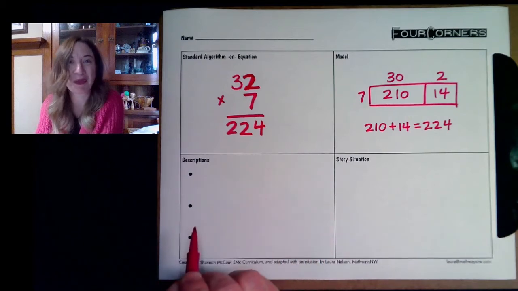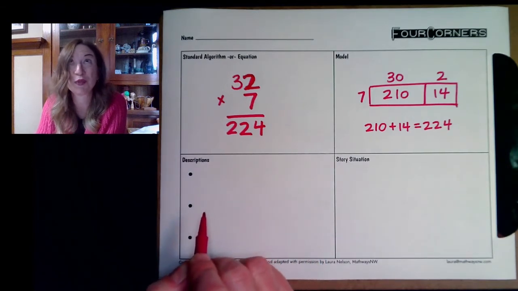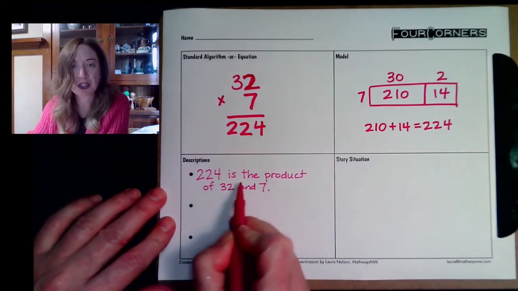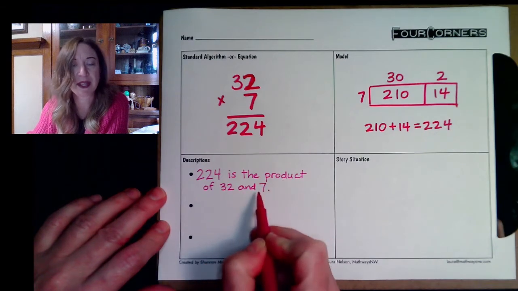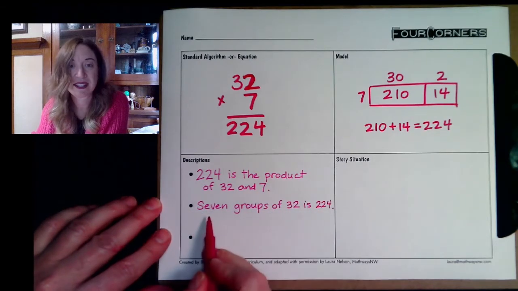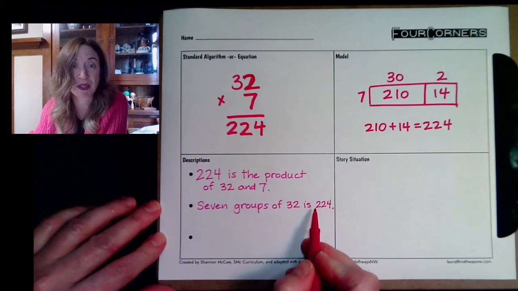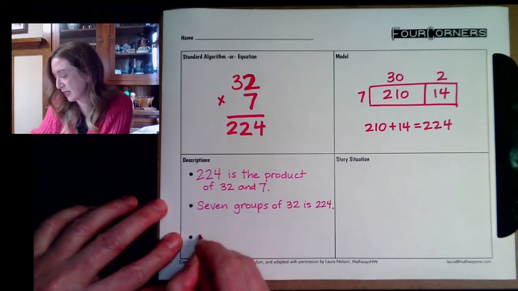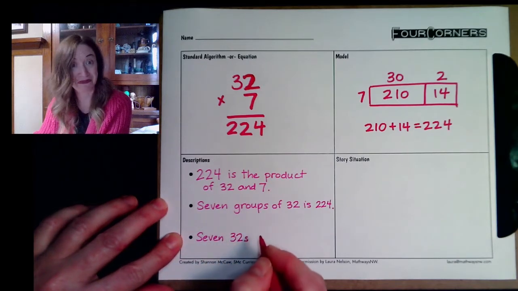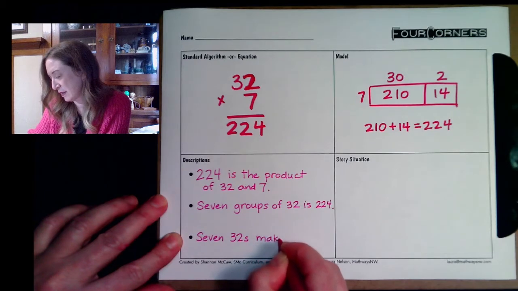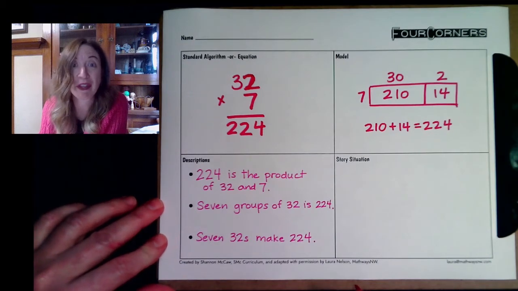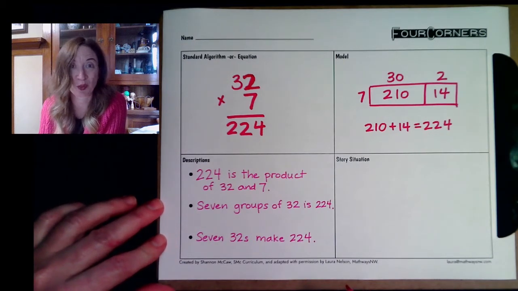I'm going to think of some of the math words I've been taught, like product and groups of. So I might say 224 is the product of 32 and 7. I might say 7 groups of 32 is 224. And another way I can say that is 7 32s make 224. And I challenge you to come up with other ways to say these things as well.